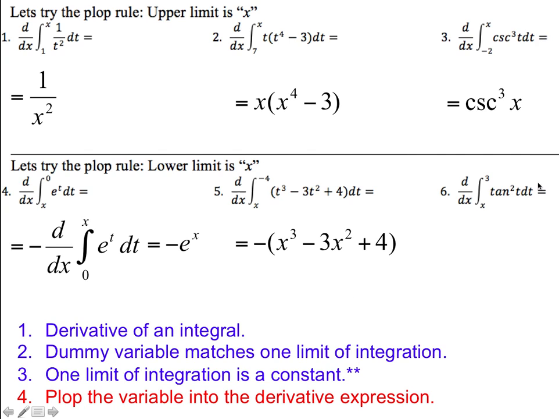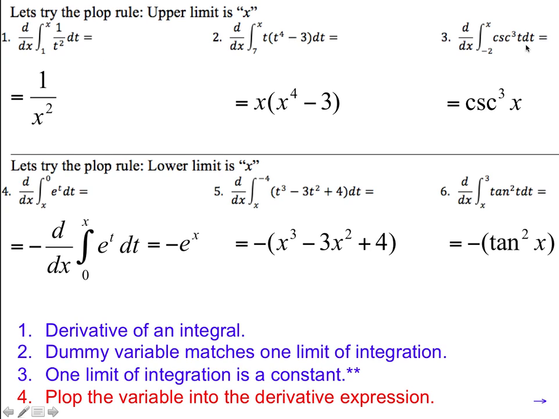So I'm going to try that all in one step here again. Looking at the criteria, I'm being asked to take the derivative of an integral. I have a dummy variable that matches one of the variables in the limits of integration. The other limit is a constant. So I'm going to plop my x right in there with my t. And I'm going to put a minus sign out front so that I can acknowledge that these limits of integration have to be swapped. So the answer ends up being minus tan squared of x.